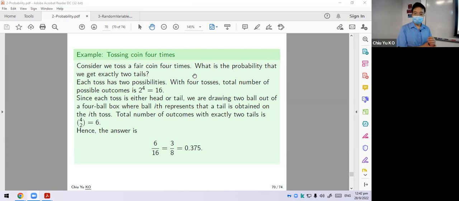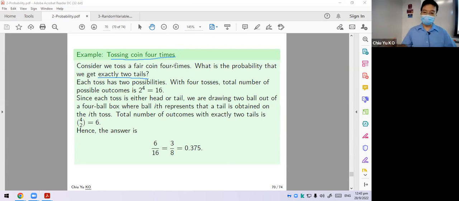Let's go to this one first. This one will be the thing we will be using a lot of time later. So suppose we toss a coin 4 times. What is the probability of exactly 2 tails? This one is slightly a little bit difficult.